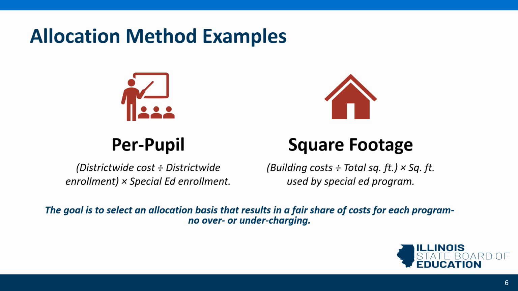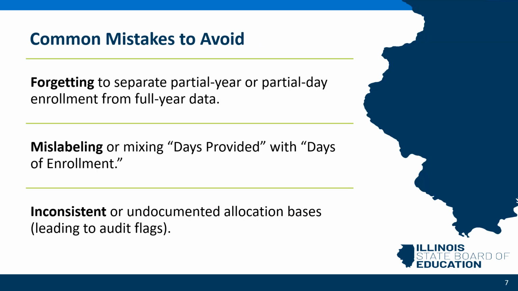The Special Education Reporting Manual emphasizes that districts and cooperatives can choose the most appropriate method, but it should result in equitable cost distribution and be supported by documentation. The goal is to ensure that no program is overcharged or underfunded, while maintaining compliance with reporting standards.